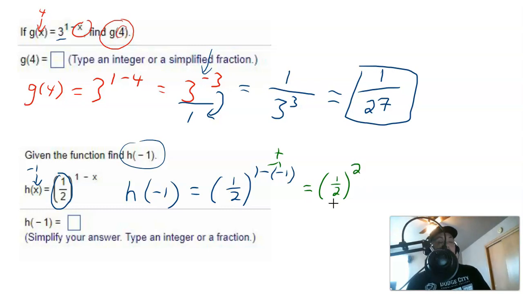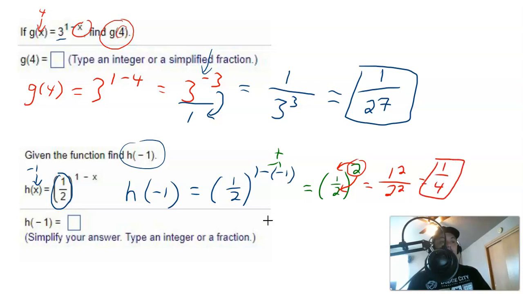And then another thing I wanted to illustrate with these examples is how to deal with a fraction that's being raised to a power. And it's a pretty easy thing to deal with, actually. You just take the exponent and apply it to the top and bottom of the fraction. So we're going to get 1 to the second power over 2 to the second power, which is going to give me 1 over 4.